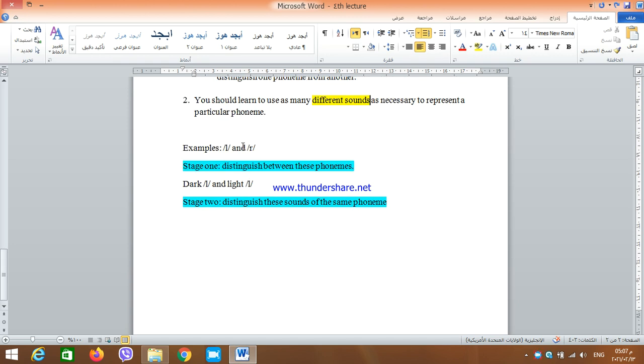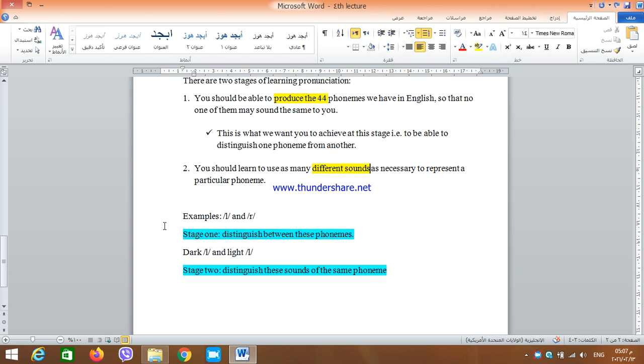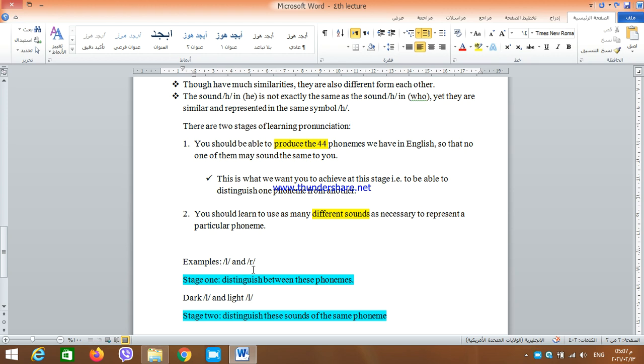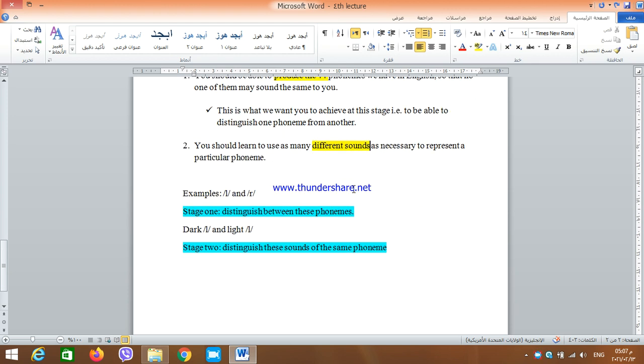Now we have examples, la and ra. Stage 1 is to distinguish between these phonemes. You should be able to distinguish la from ra. That's why we say read, not lead, and ring, not ling. So this is the first point, that is to identify and produce the sounds of the phonemes of the language, just like these phonemes, ta, ra, ha, pa, da, ga. All of these are among the 44 phonemes of the language.